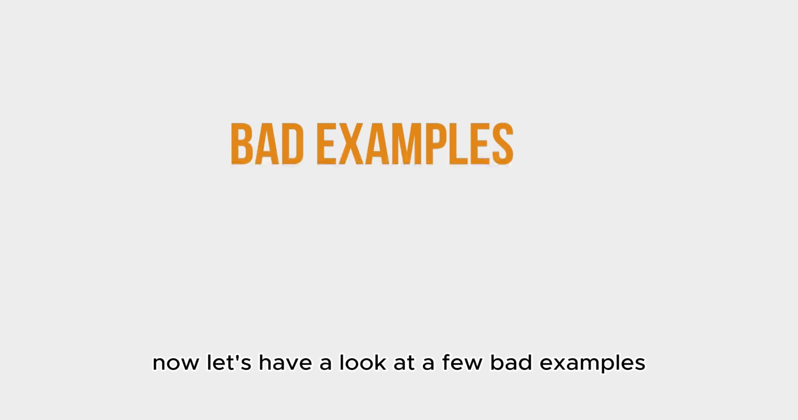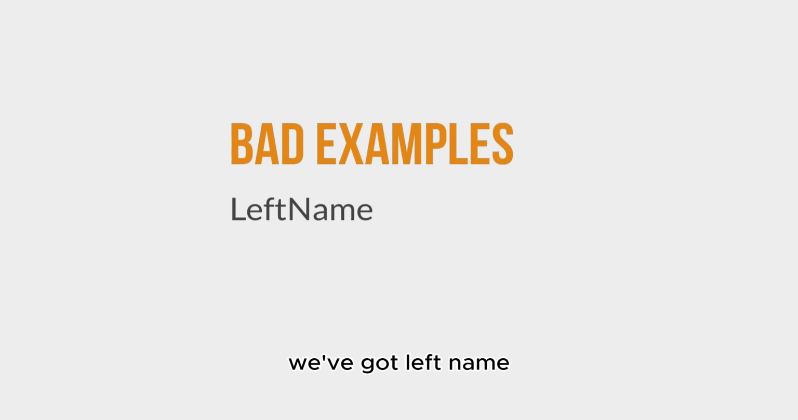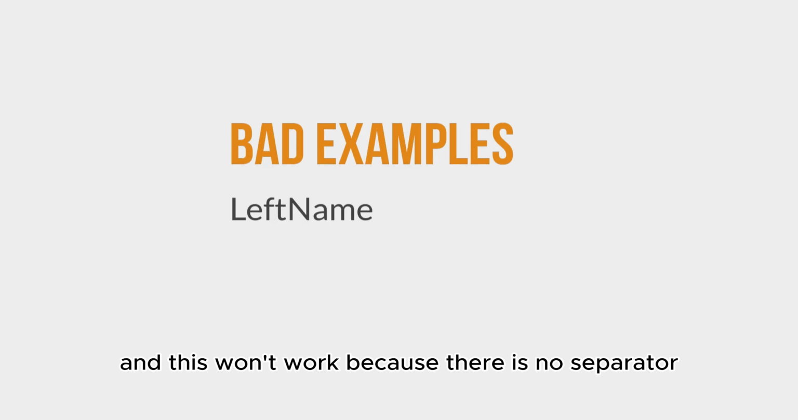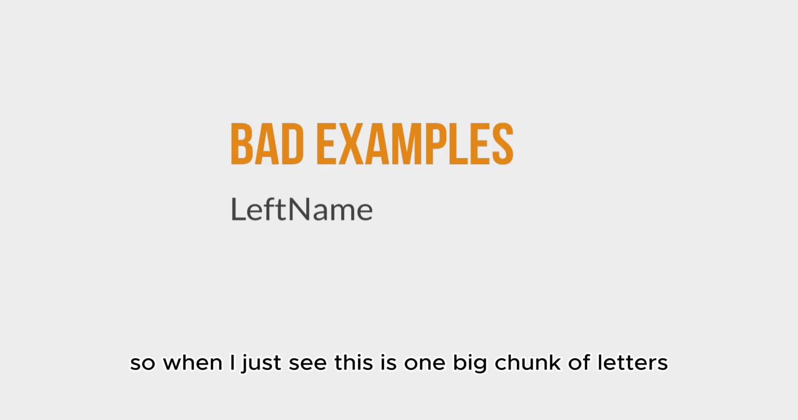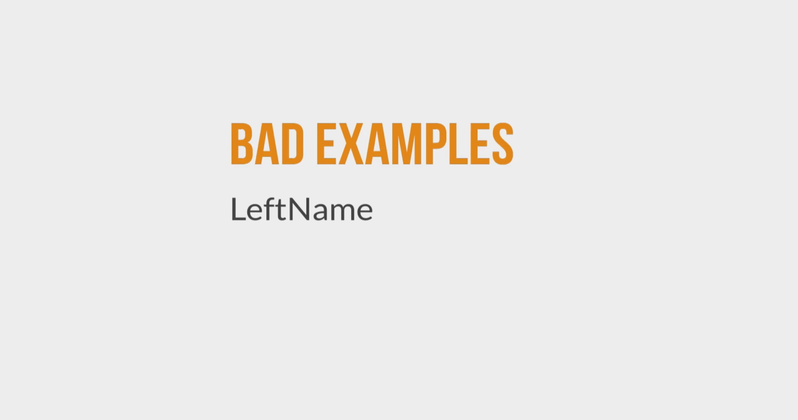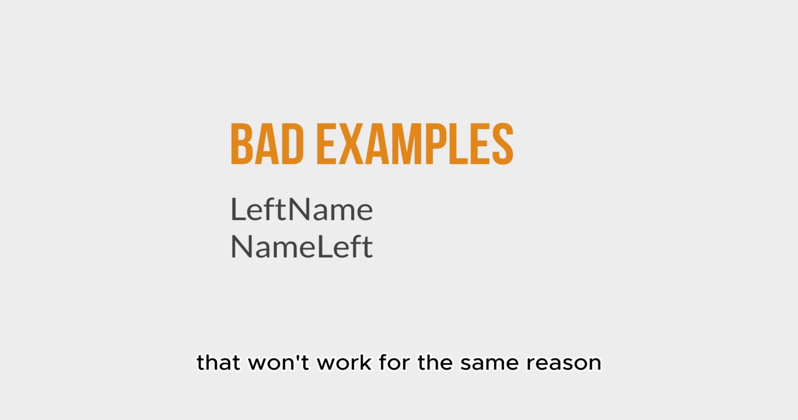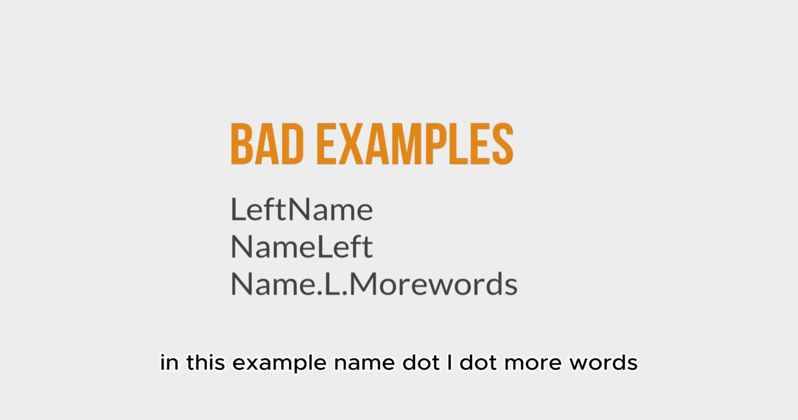Now let's have a look at a few bad examples. We've got left name, and this won't work because there is no separator. So Blender just sees this as one big chunk of letters. We've got name.left. That won't work for the same reason. In this example, name.l.more words. This won't work either because the L is in the middle of the name and Blender will get confused.